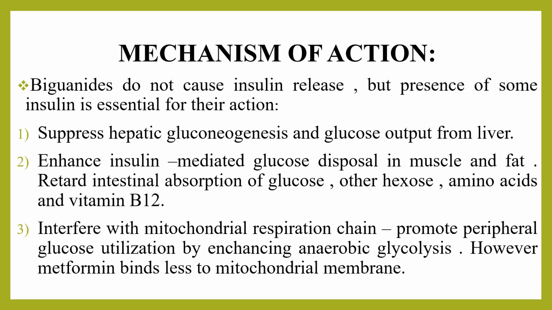Mechanism of action: biguanides do not cause insulin release, but the presence of some insulin is essential for their action. They suppress hepatic gluconeogenesis and glucose output from the liver. They also enhance insulin mediated glucose disposal in muscle and fat, and retard intestinal absorption of glucose, other hexoses, amino acids and vitamin B12. They interfere with the mitochondrial respiration chain and promote peripheral glucose utilization by enhancing anaerobic glycolysis. However, metformin binds less to the mitochondrial membrane.